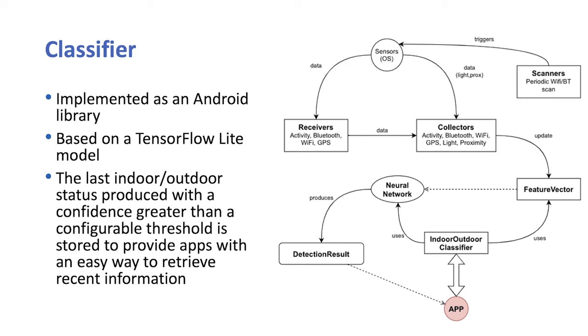Here we can see the structure of the classification system. It has been implemented as an Android library. It is based on a TensorFlow-Lite model, and the last indoor or outdoor status produced by the library and having a confidence greater than a configurable threshold is available to applications so that it can be easily retrieved, because it is recent information.